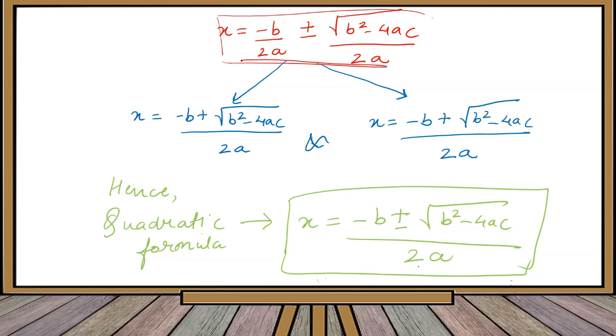Now after this we can split it into 2, because both this is also 2a, this is also 2a, it can be combined into 1. So minus b plus under root b square minus 4ac upon 2a and minus b minus under root b square minus 4ac the whole upon 2a. So when we combine it, it will be minus b plus minus under root b square minus 4ac the whole upon 2a. So this is the way the quadratic formula is derived. Understood?